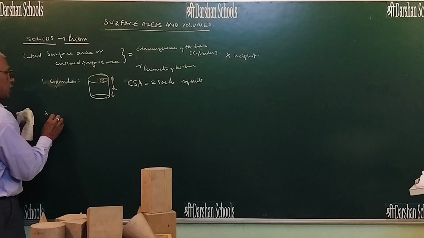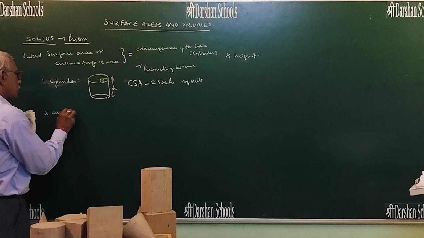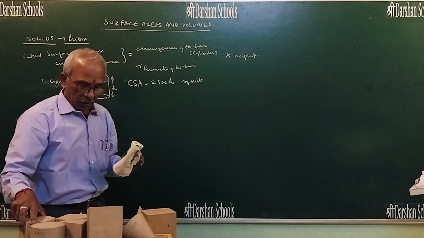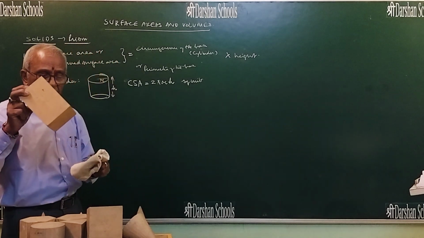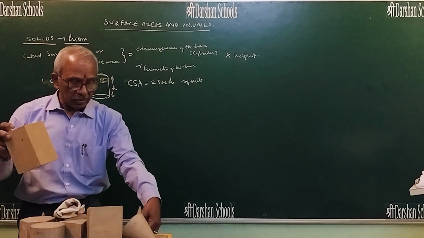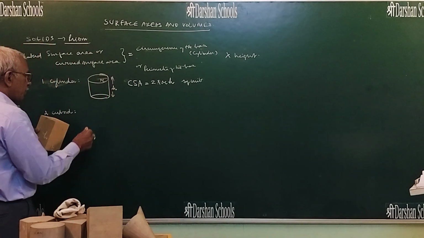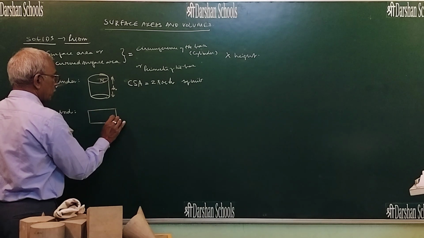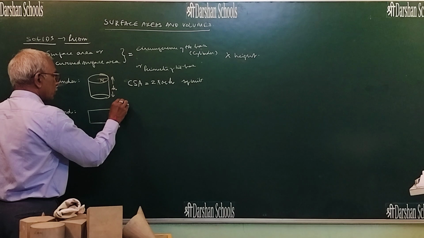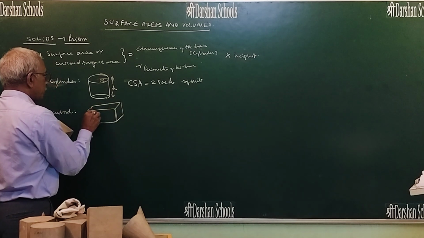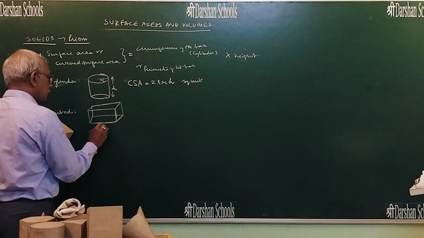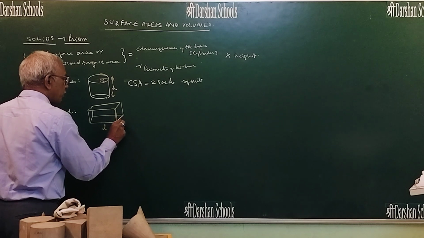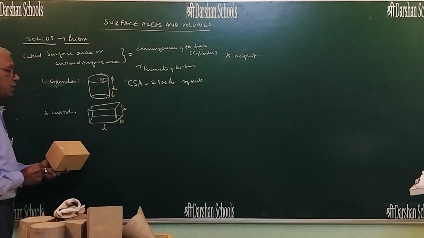The second one is, for example, a cuboid. In the case of a cuboid, I want to find the lateral surface area. What is lateral surface area? I'll draw the cuboid again. This is a cuboid, this is the length, this is the breadth, and this is the height.